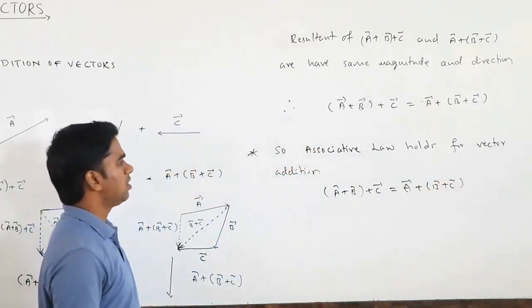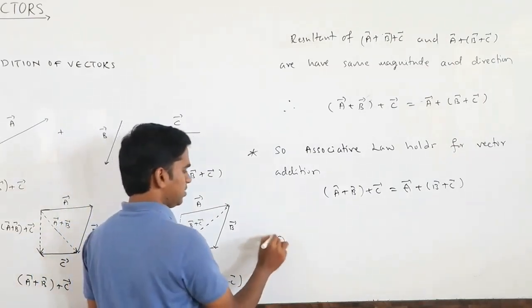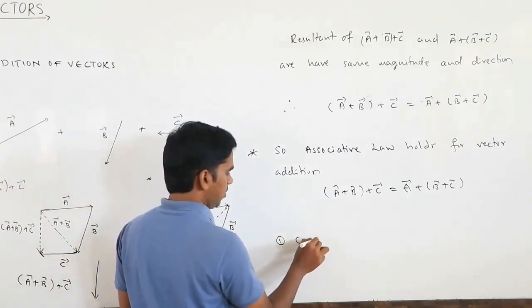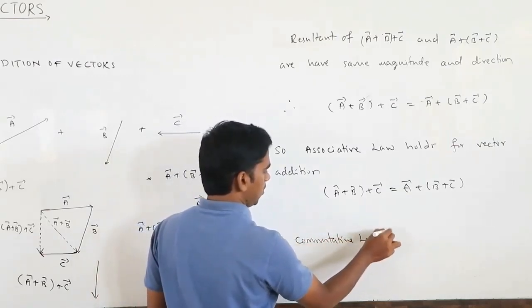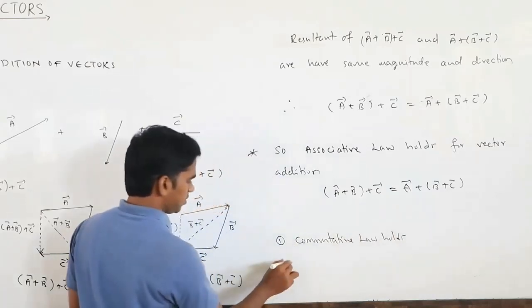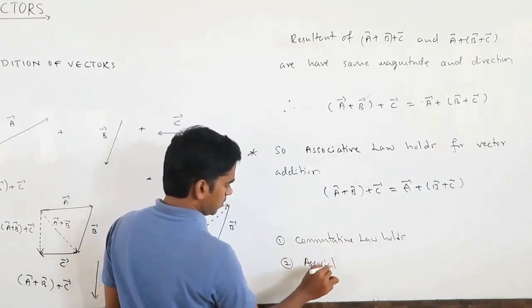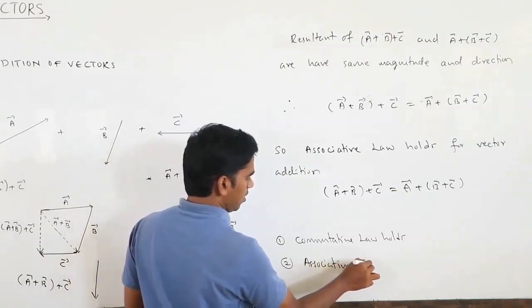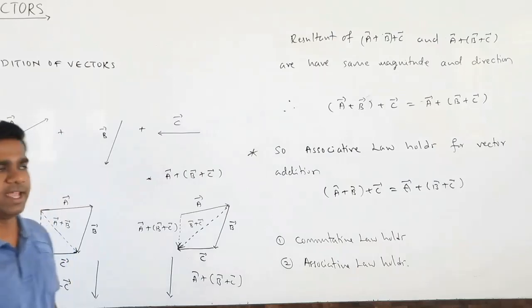So totally we got two properties. What was the first property? So the first property was commutative law holds for vector addition. So the second property is associative law. Associative law also holds for the vector addition. Okay.